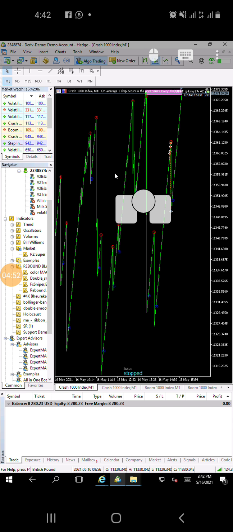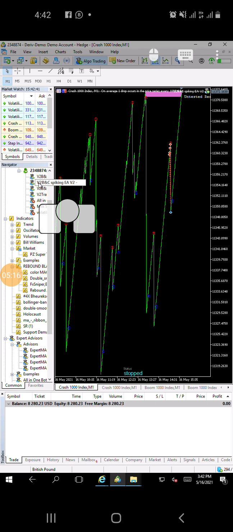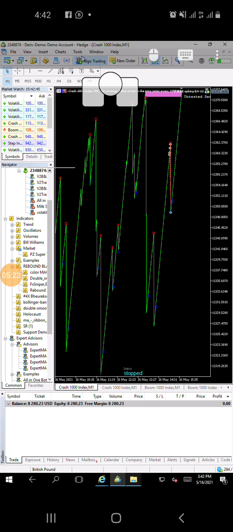My mouse is here. So let's assume that you are someone that has the spiking robot or you are having the intention of buying the spiking robot. All you need to do is to install the spiking robot here. So when you purchase the spiking robot, there is a video that will guide you how to install the spiking robot on this MT5. So I'm already having it here. So the spiking robot is already installed here, and it is on.